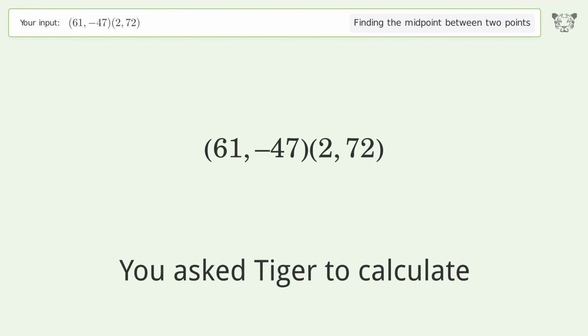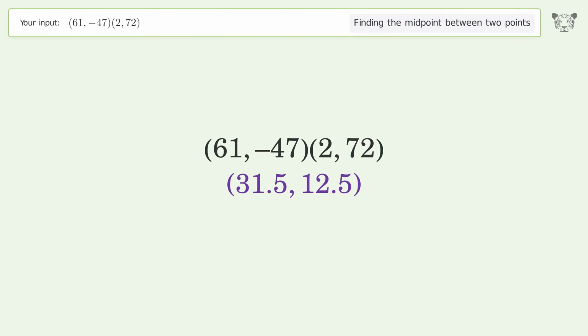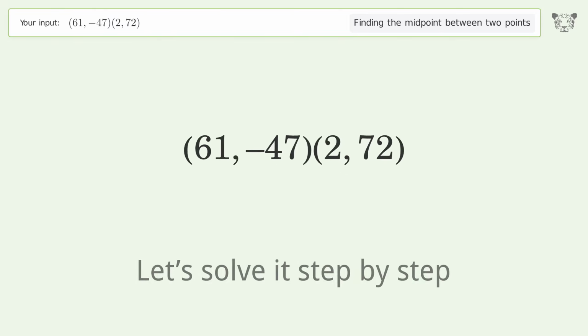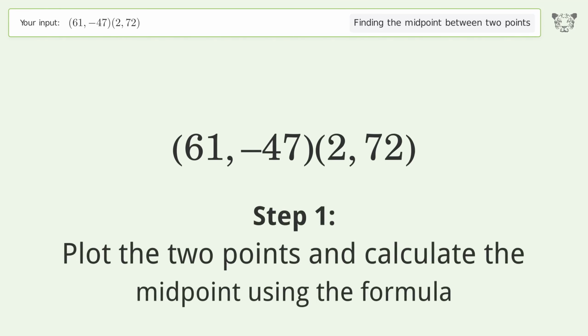You ask Tiger to calculate. This deals with finding the midpoint between 2 points. The midpoint between the 2 points is 31.5, 12.5. Let's solve it step by step. Plot the 2 points and calculate the midpoint using the formula.